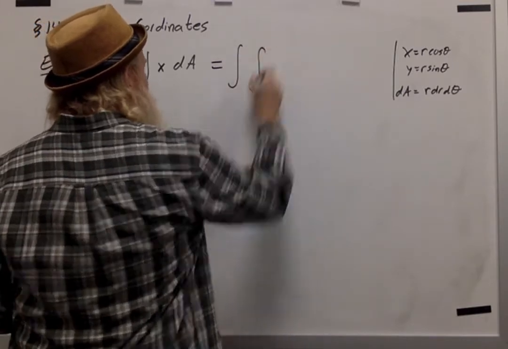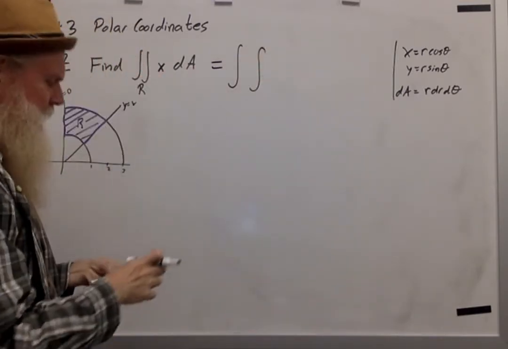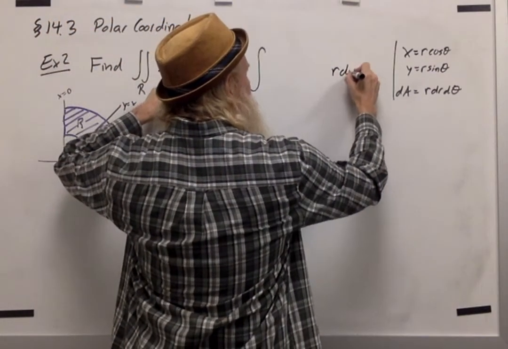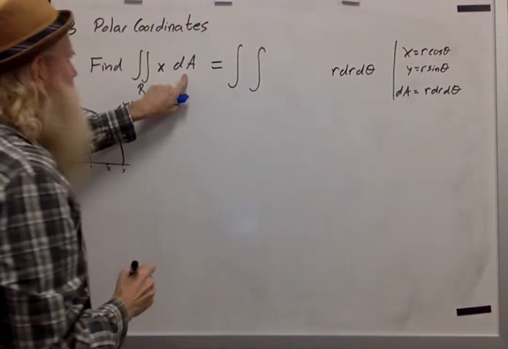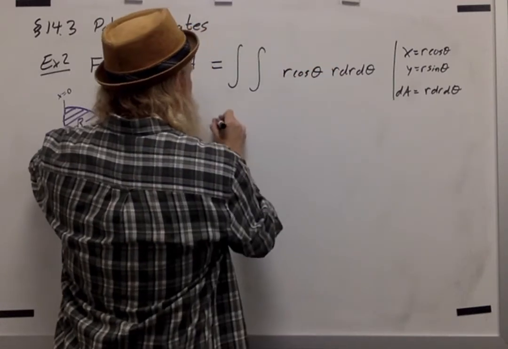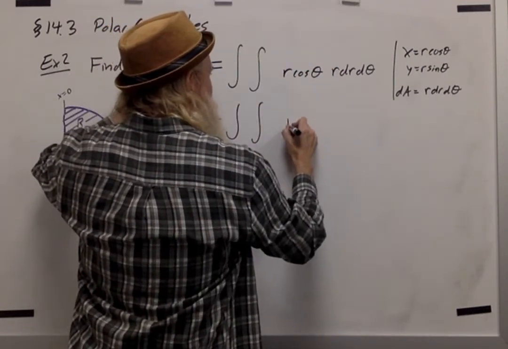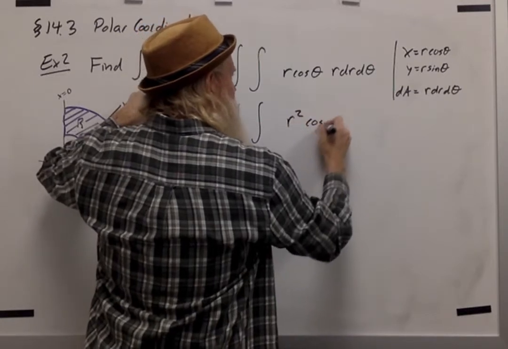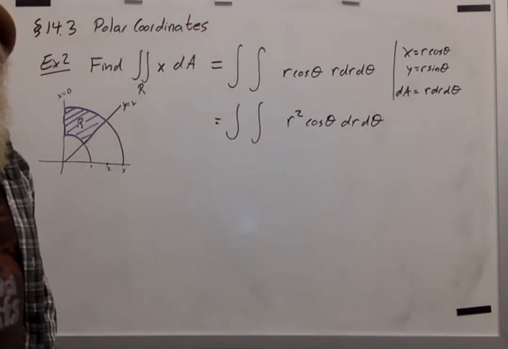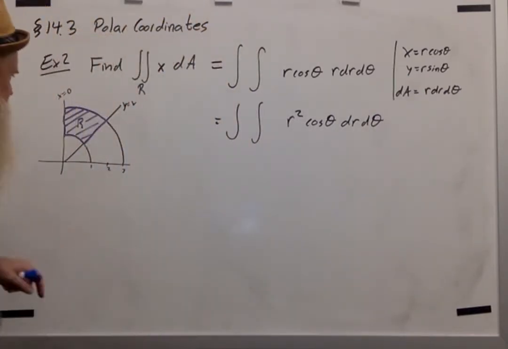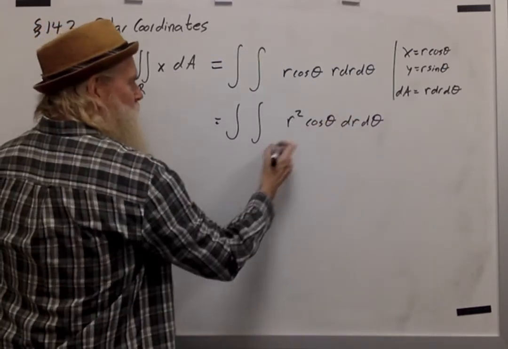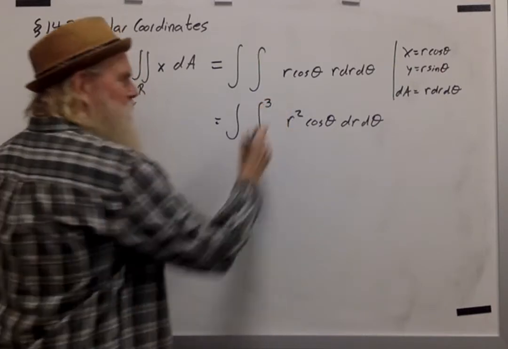Two parts that are quite easy are the differential and the integrand. Remember, in polar coordinates, dA is always going to be replaced by r dr d theta, and x is r cosine theta. So we'll have the double integral of r squared cosine theta dr d theta. Now, another thing that's fairly easy is that these circles have radius 1 and 3, so I'm going to be going from r equals 1 to r equals 3.